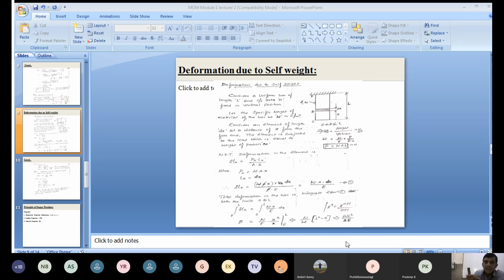It behaves as a quadratic equation. As the length increases, the deformation also increases. How does it behave? Not linearly. It behaves non-linearly. And 2 is a constant, and Young's modulus is a material property.